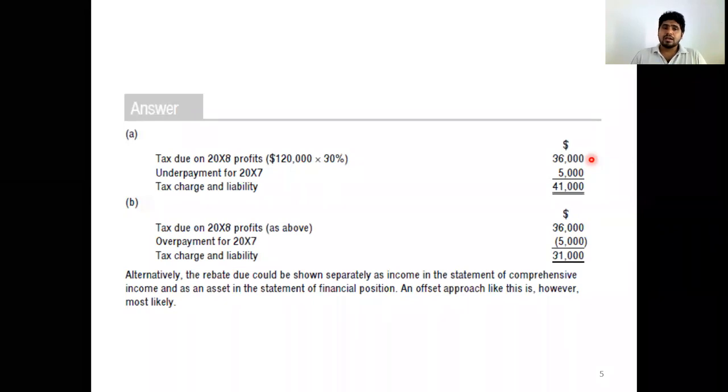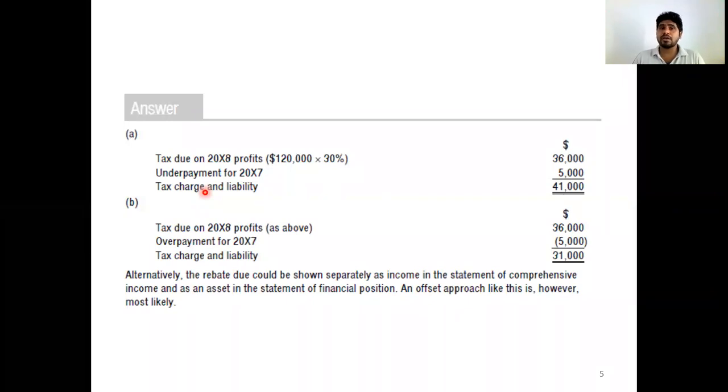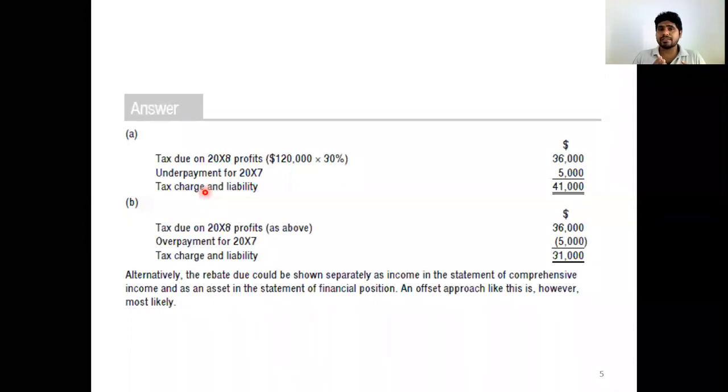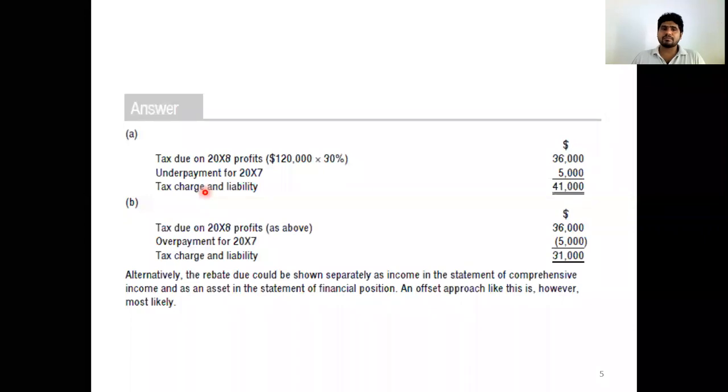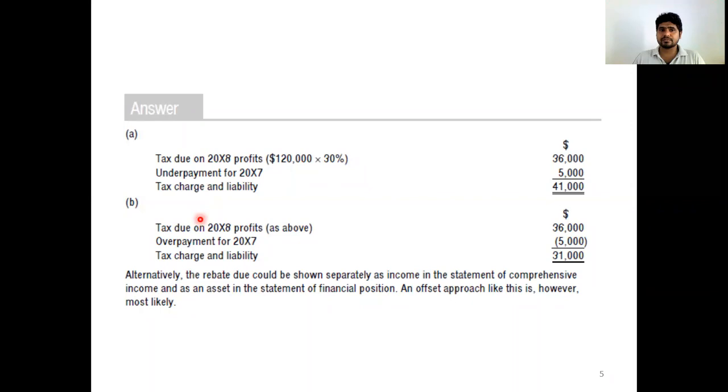But in regard to the previous year 2017, it was estimated at 30,000, but the actual amount is 35,000. So we made a provision of a lesser amount. We have to pay an additional 5,000, right? The actual amount is 35,000. Our provision is 30,000. So we have to pay an additional 5,000 to the government, right? So how much do we have to pay for this period? Here, 36,000 current tax and 5,000 under provision, right? Underpayment. Therefore, both together, our company should pay 41,000 to the government.